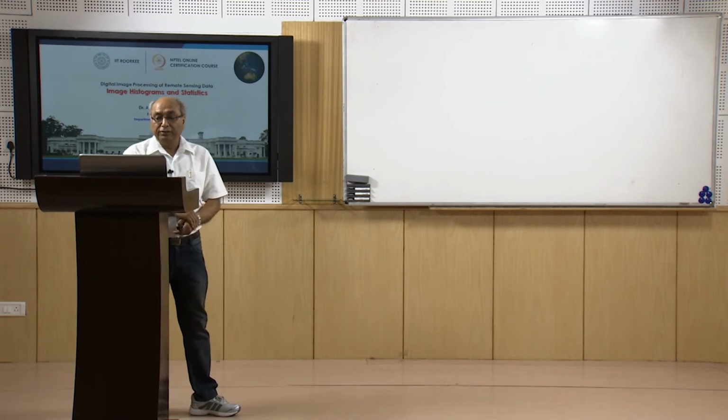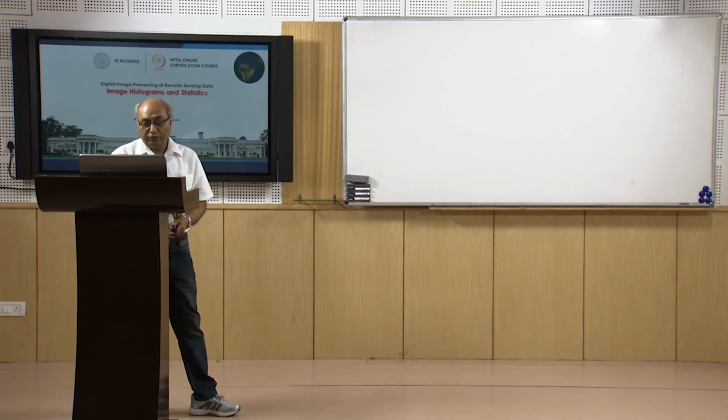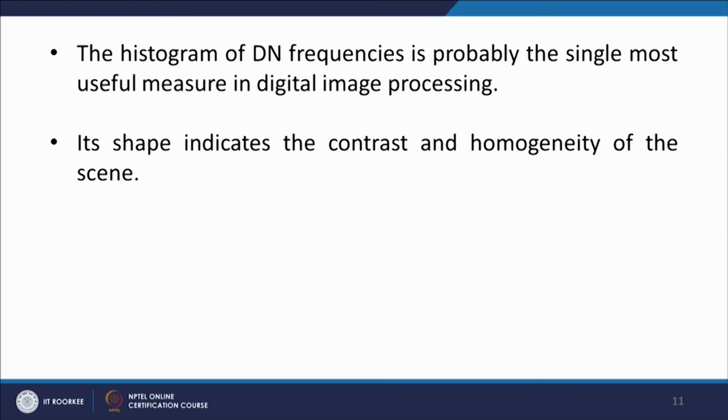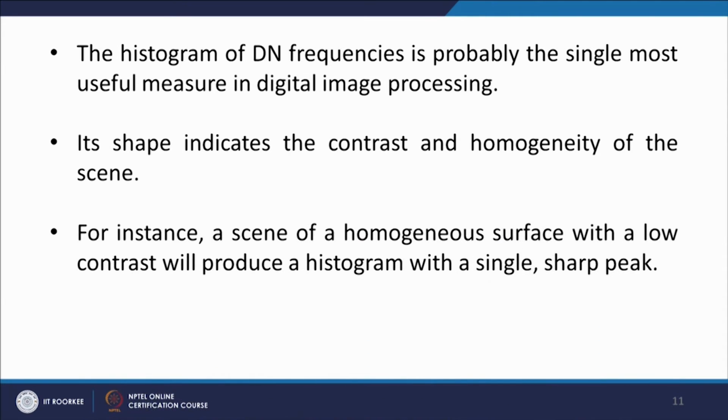The histogram of DN frequency is probably the most useful measure in digital image processing, and its shape indicates the contrast and homogeneity of the scene. For instance, a scene of homogeneous surface with low contrast will produce a histogram with a single sharp peak.